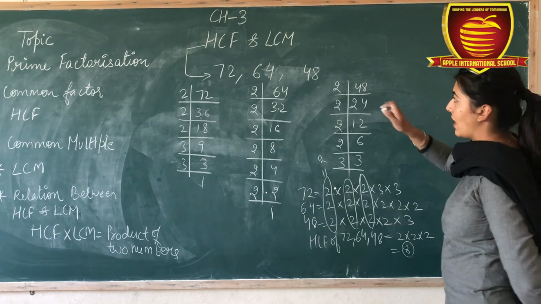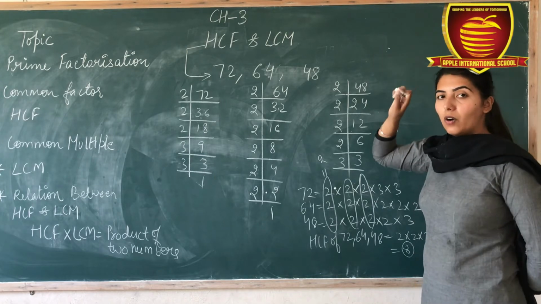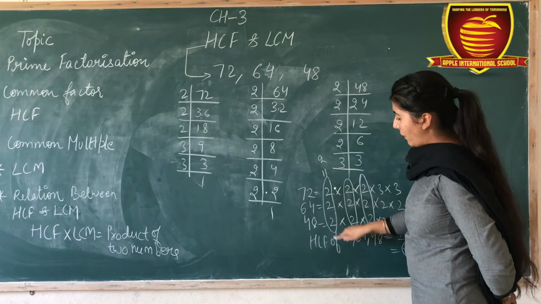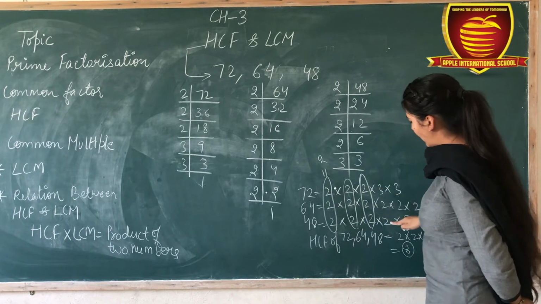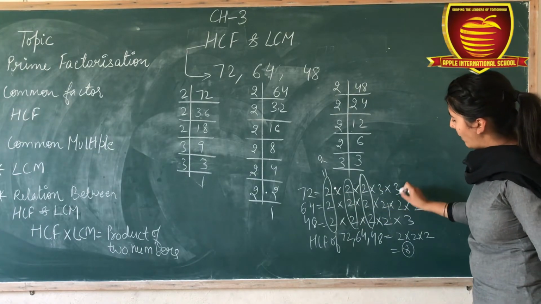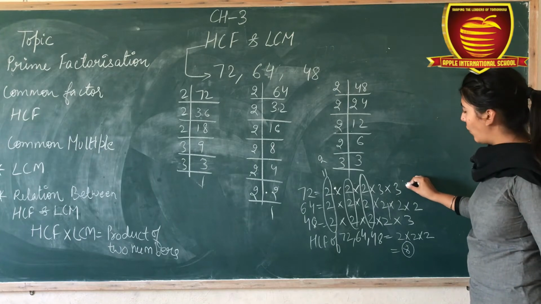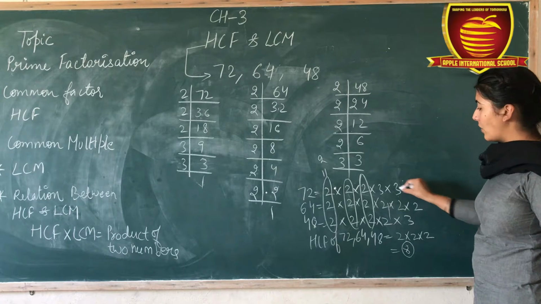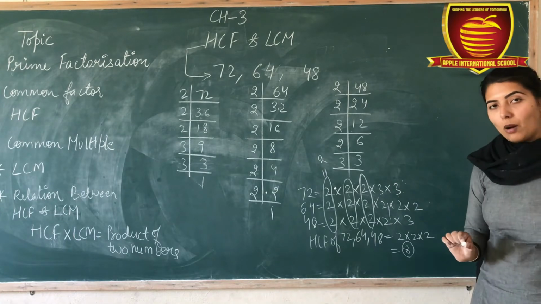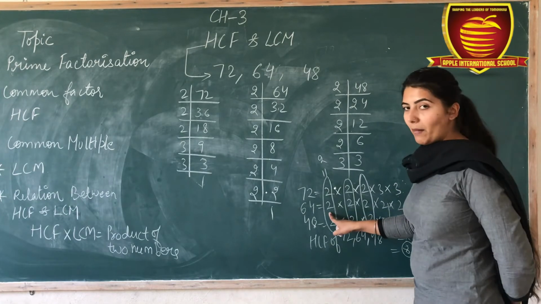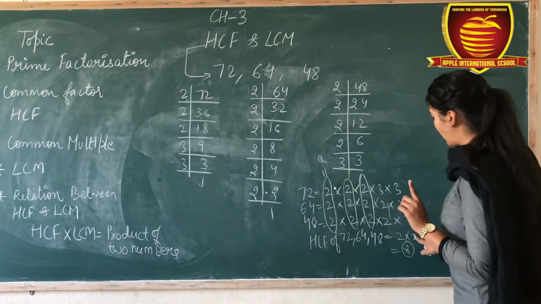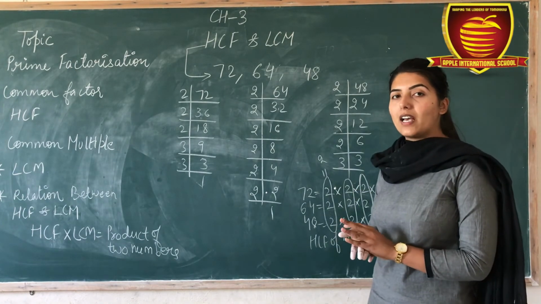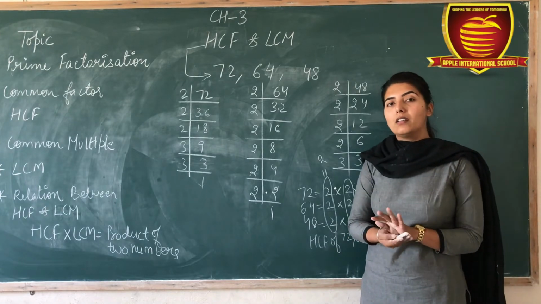As the name suggests, highest common factor. So circle all the common factors: 2, 2, 2 in the first line, second line, third line. Here 2 is common, but here 2 is not present. 3 is present here, but 3 is not present in the second line, so that's why we can't take it as common. So write the common numbers once: 2 into 2 into 2, and the highest common factor is 8. Is it clear to all of you what the highest common factor is and how we can find it?